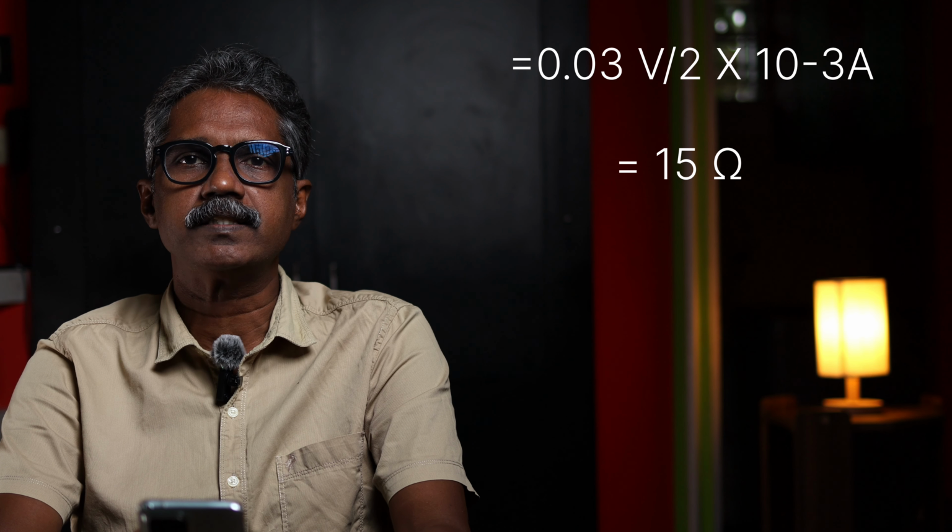We have to do the calculation in SI units. So, change the milliampere into ampere by multiplying 2 milliampere by 10 power minus 3. So, we will get 2 into 10 power minus 3 ampere. So, 0.03 divided by 2 into 10 power minus 3 ampere will give us a value of 15 ohm. That will be the forward resistance of the given diode.